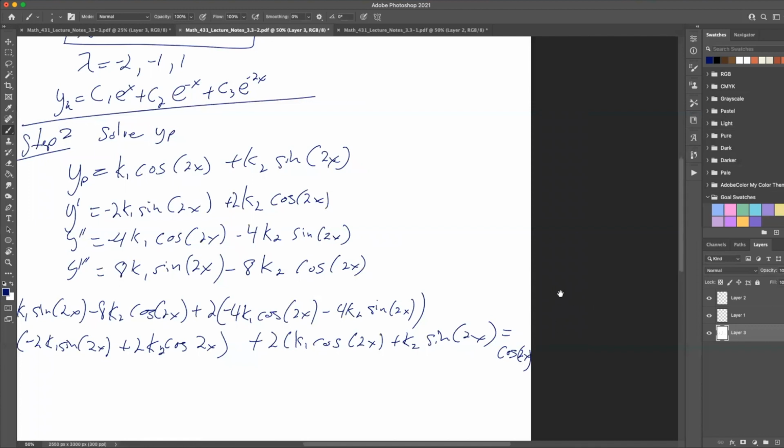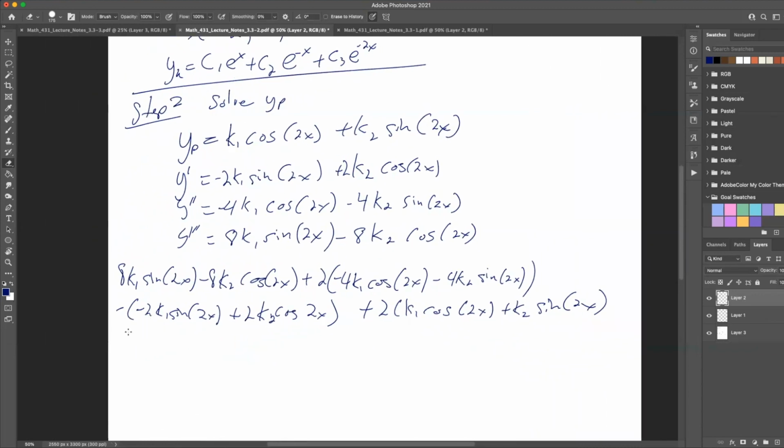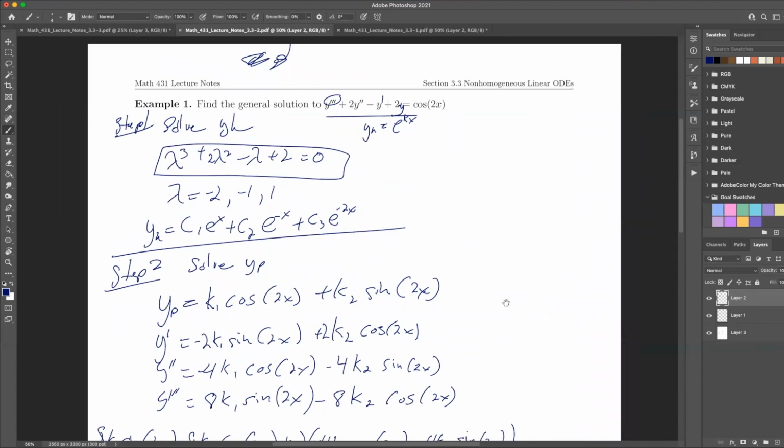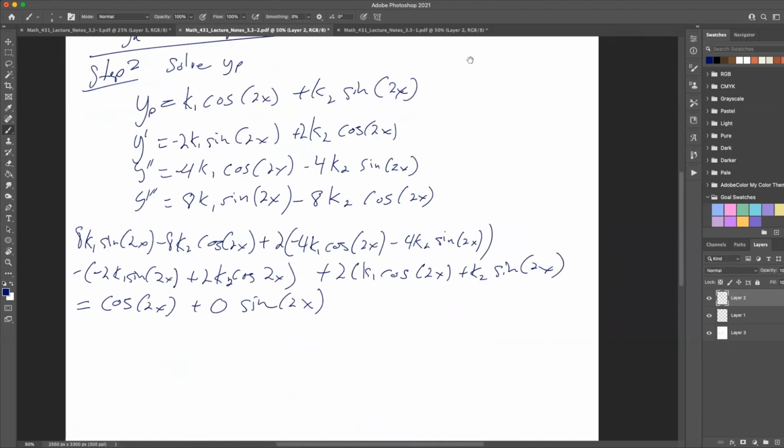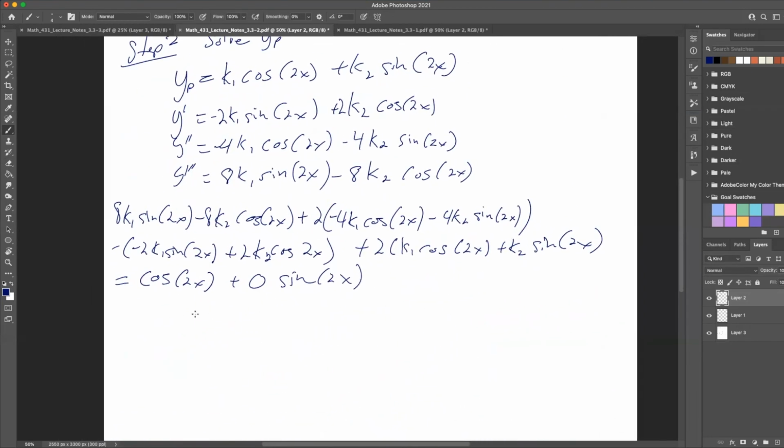Let me be a little bit more clear. I'm going to say this is all equal to cosine of 2x plus 0 sine of 2x. And the reason I want to put that 0 there is that way I can be very clear when I collect things. So what am I doing? I just plugged this into here, this into there, this into there, this into there. And now I'm going to collect everything.